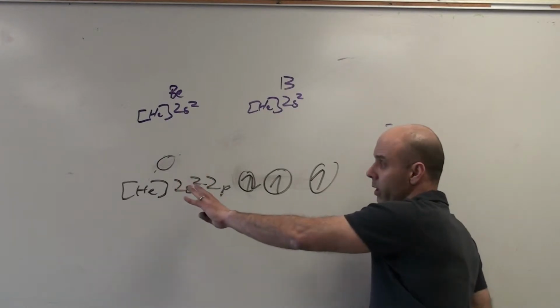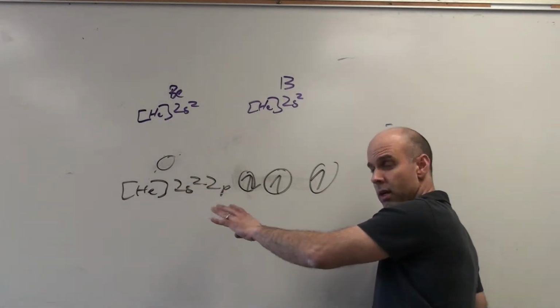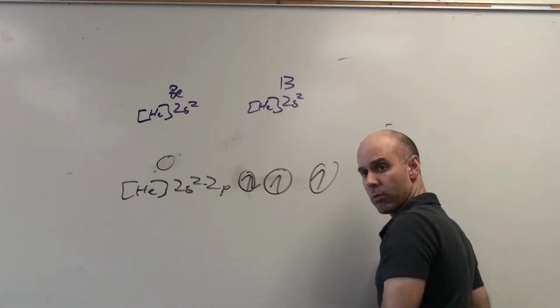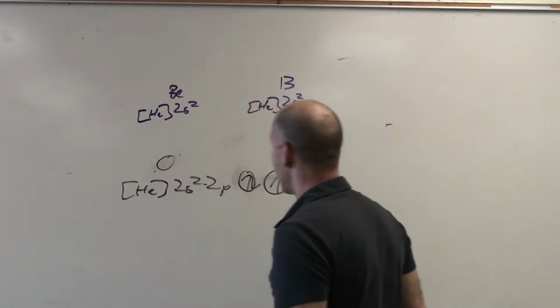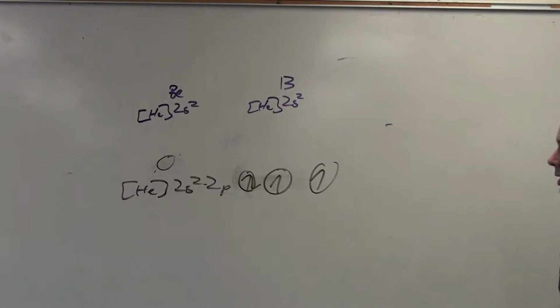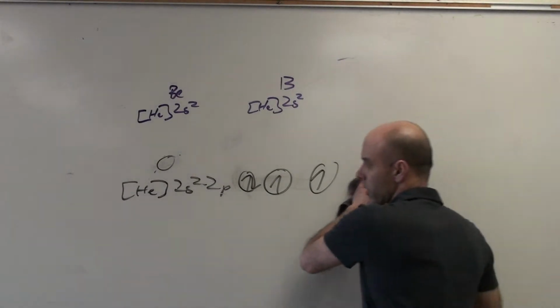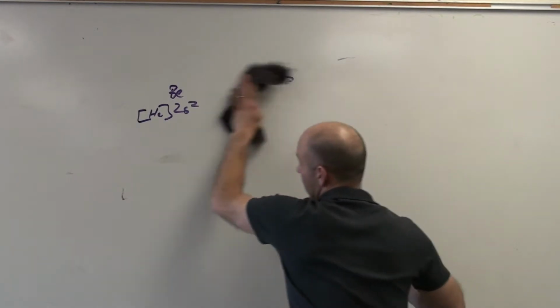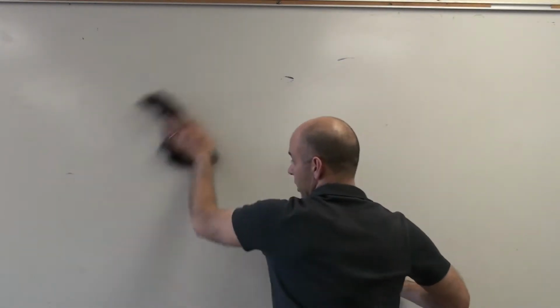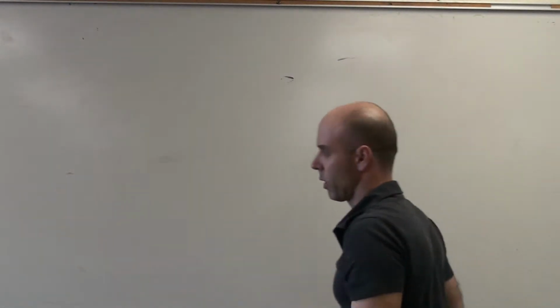And typically you only look at the valence electrons. The valence electrons are all the s and p in the outermost level. Okay, so those are the ones you look at. And then it's basically the same thing with electron affinity. You look at the electron configuration first, and if they've got the same electron configuration, then you look at atomic radius.